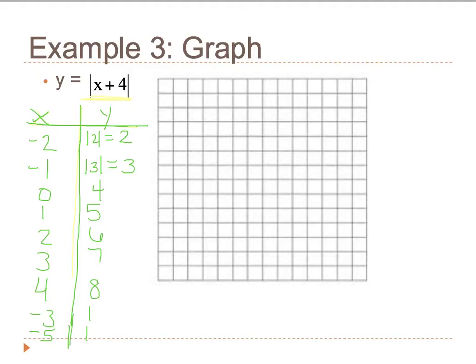Alright, so let's plot some of our points here. I'm going to plot the point -2, 2, -1, 3, 0, 4, 1, 5, 2, 6, 3, 7, 4, 8. And so far I've got that part going. This doesn't give me a whole picture though. So -3, 1. -4 would actually be 0 here, and then -5 is also +1. So this graph is actually going to go like that.